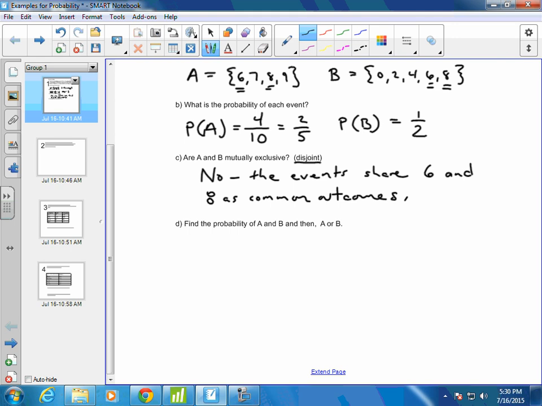Find the probability of A and B, which that's asking us to find the probability of the new event defined as A and B. Now, when you're trying to find the probability of A and B, you got to take the number of ways that satisfy A and B at the same time, which would really just be the number of outcomes they have in common. So here, they shared 6 and 8 as common outcomes, so there are 2 common outcomes divided by the 10 total outcomes. We'd say 1/5 is our final probability. All right, so probability next of A or B.